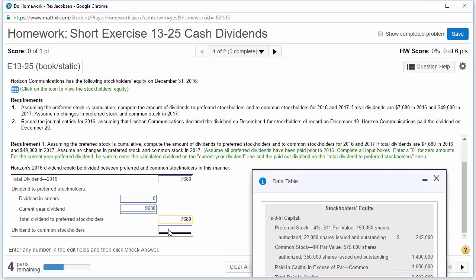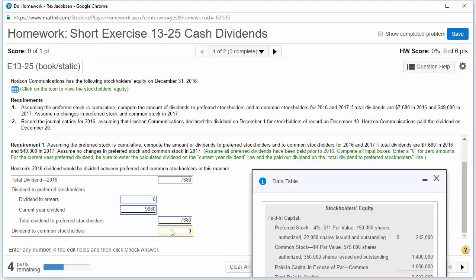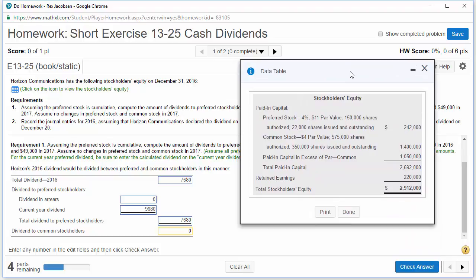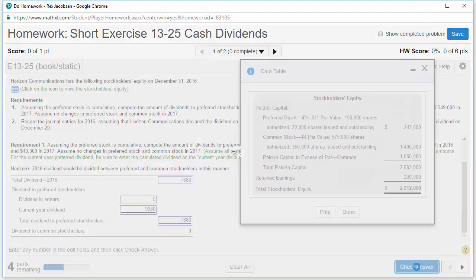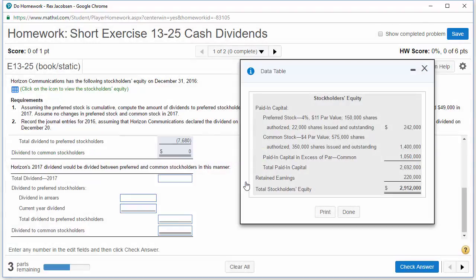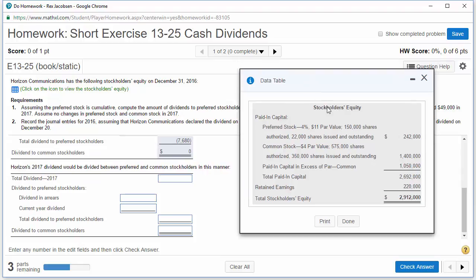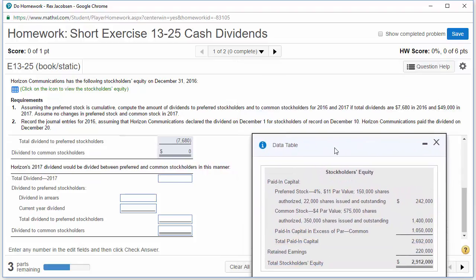So how much is left over for the common stockholders? Well, preferred stockholders got everything. So we've got 0. Okay. Now it's 2017. And we have to figure out how we're going to split up this 49,000 right up here. So we got 49,000 available for both preferred and the common.